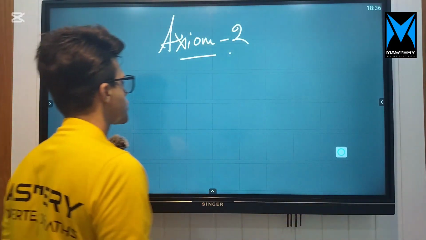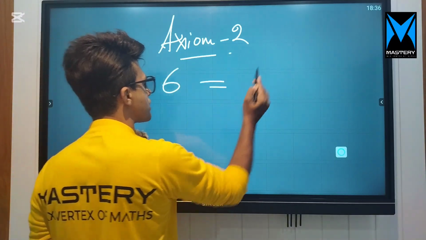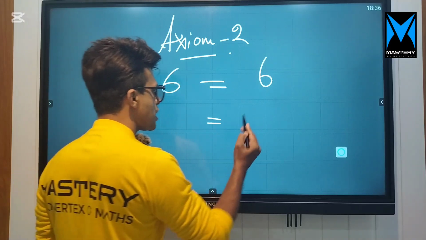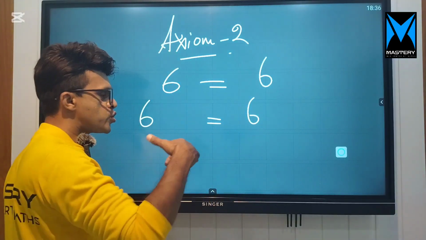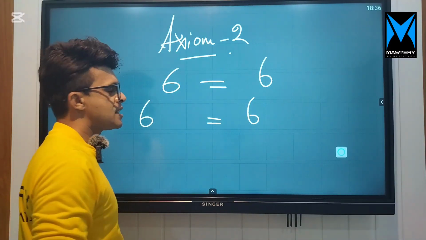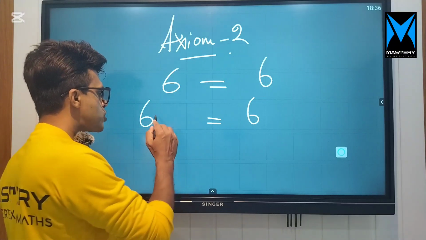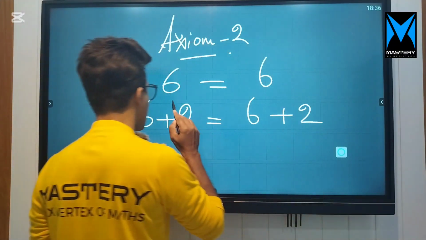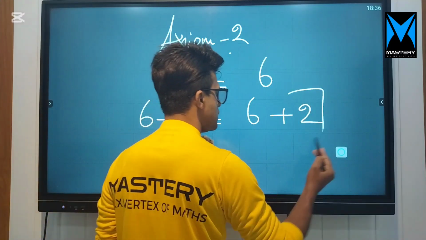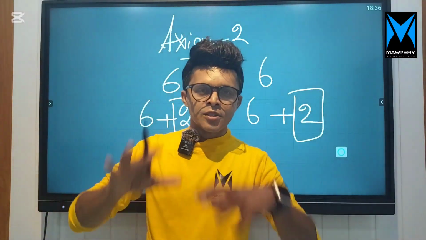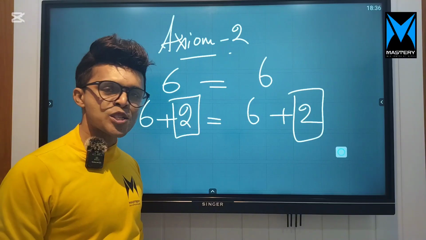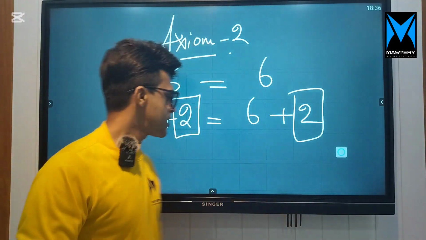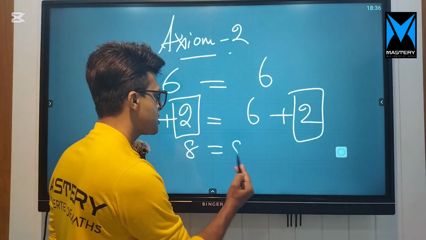Just think of this one: 6 equals 6. Just think of a certain digit. What I'm doing here, given that 6 equals 6, is adding 2 to both sides, 6 plus 2. Now think of the answer we get right now. 6 plus 2 is 8.